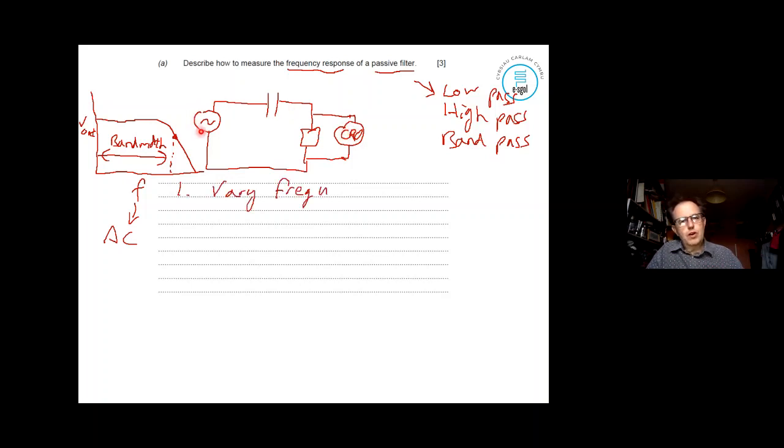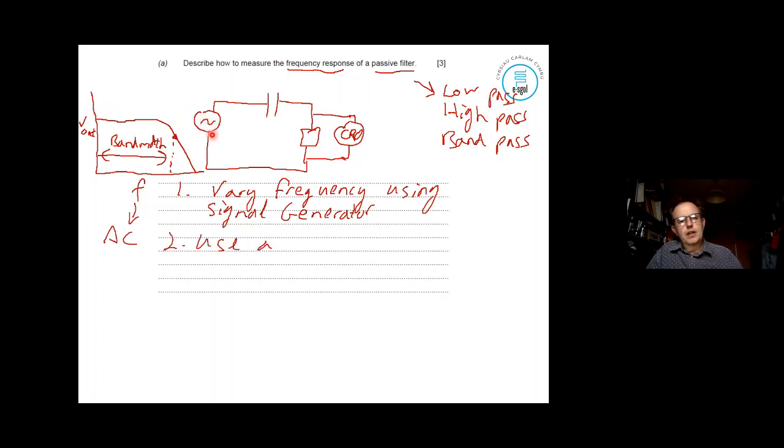So what we'll do, first of all, we will have to vary the frequency of the supply. Okay, and that is using basically a signal generator, 1 mark for that. So that is something that you can vary the frequency with. Number 2, we will use the cathode ray oscilloscope, and that's going to measure basically the output voltage.